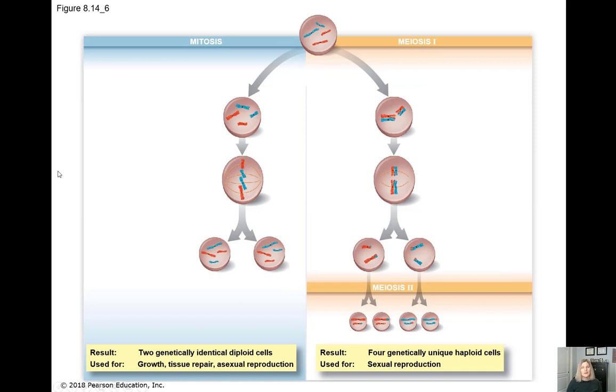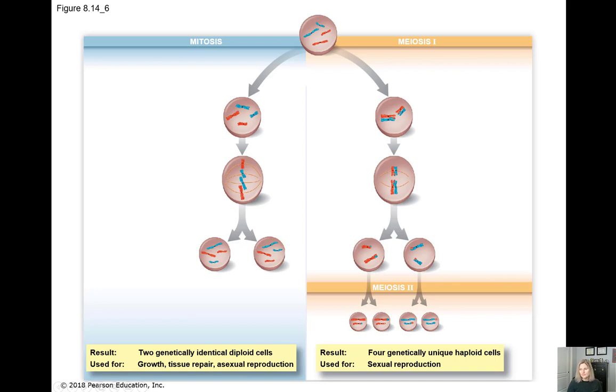Okay? And that is an important difference because these cells are genetically unique and they only have half as many chromosomes, so they're going to be used in sexual reproduction. These cells over here are exact copies of the parent cell, so they're going to be used basically for growth, tissue repair, and asexual reproduction.